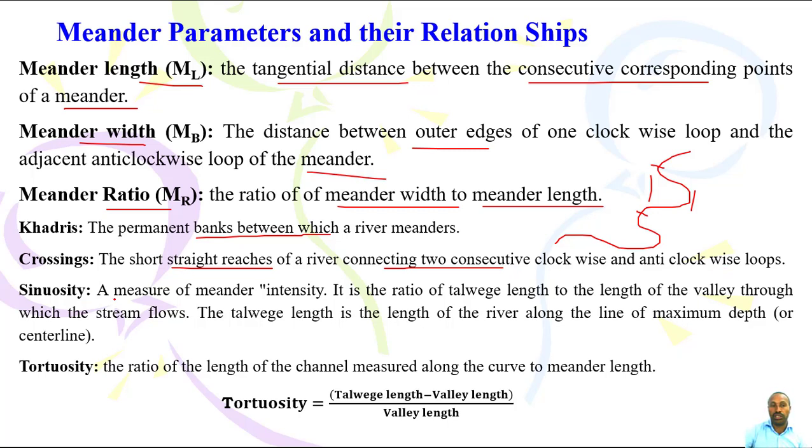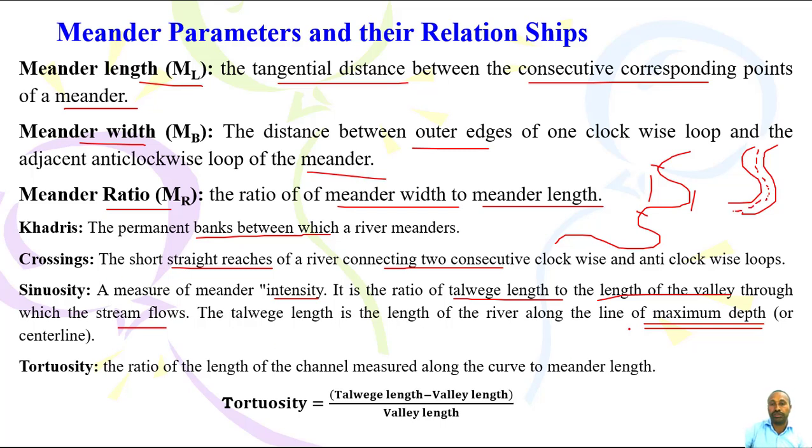And sinuosity of a meander is a measure of meander intensity, how it is going. It is the ratio between the thalweg length and the length of the valley through which the stream flows. The thalweg length is the length of the river along the line of maximum depth, or center line of a river. So you may have it like this, then the center line of this one may be like this. This is the line of maximum depth of water.